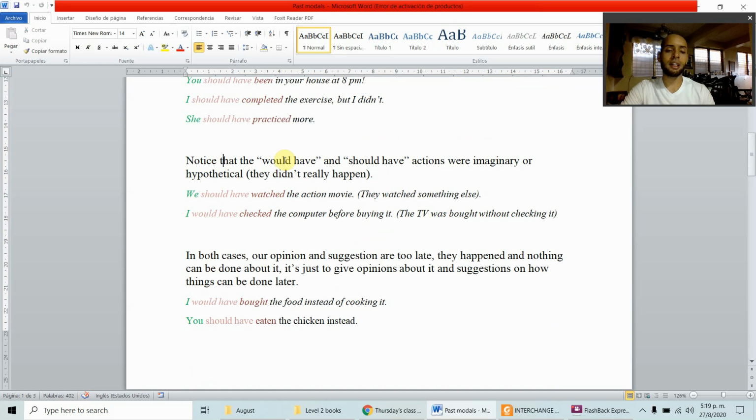So notice that the would have and should have actions were imaginary or hypothetical. They didn't really happen. So these people are only giving an opinion, a suggestion about what could have been done, but they cannot change the reality. These are imaginary. We should have watched the action movie. They watched something else. They are saying that we should have watched the action movie because they watched something else and now they are regretting that. I would have checked the computer before buying it.